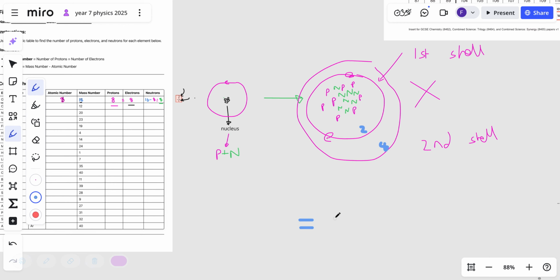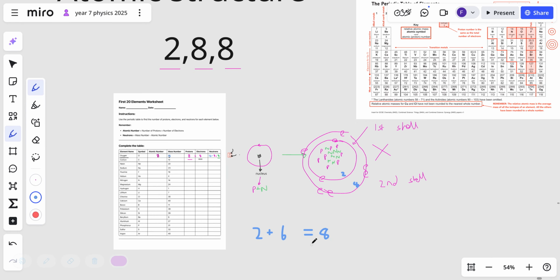I need a total of 8. So I've got 2 in my first shell. So in my second shell, I'm going to put 1, 2, 3, 4, 5, 6. 6 add 2 is 8. And I am done.